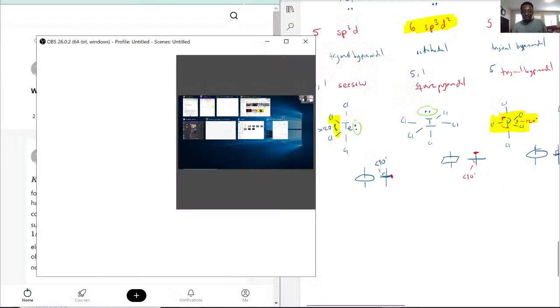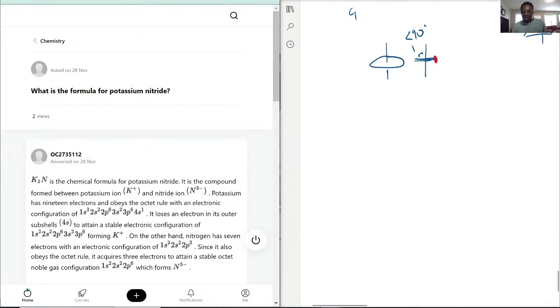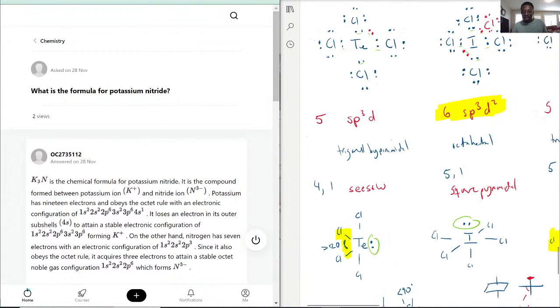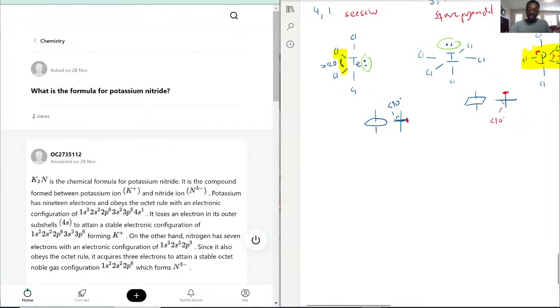Whoops. There we go. So question number, I think I zoomed in too much. There. Question number 9. What is a formula for potassium nitride?